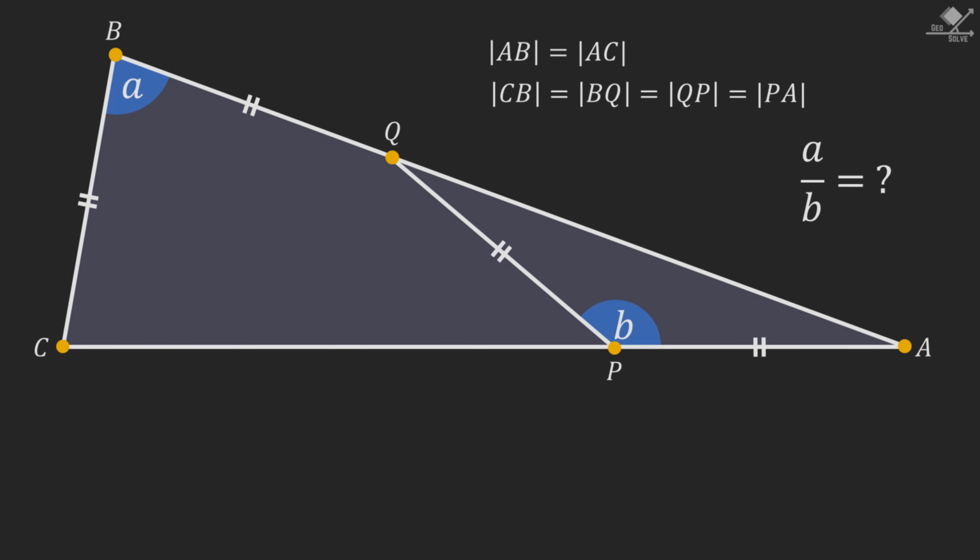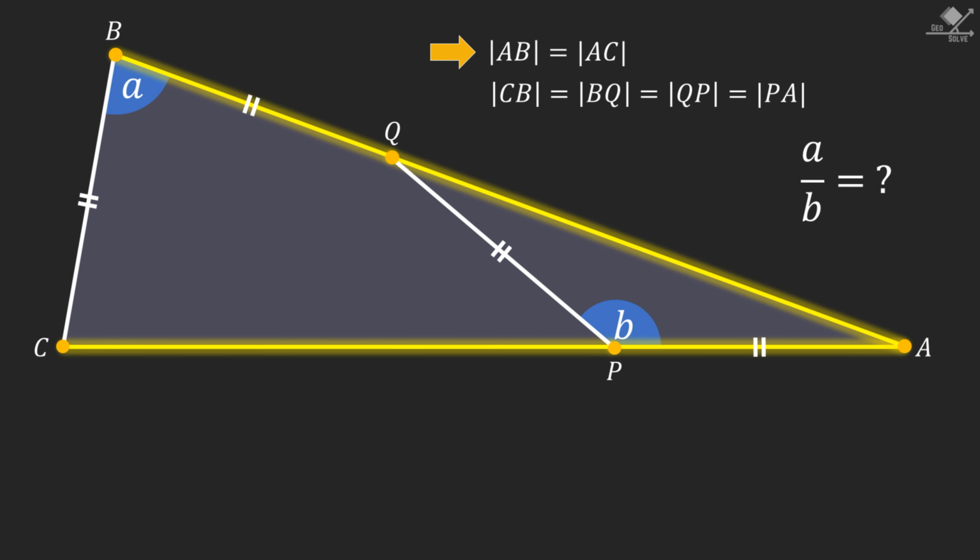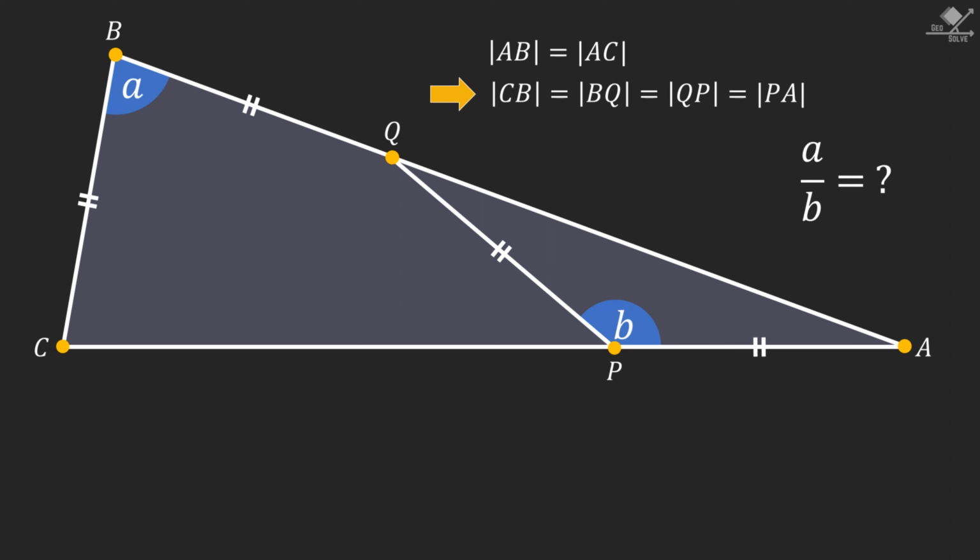We have this triangle ABC with equal sides AB and AC. And we have equal line segments CB, BQ, QP, and PA. And we need to find the ratio of the angles A and B. So let's start our solution.